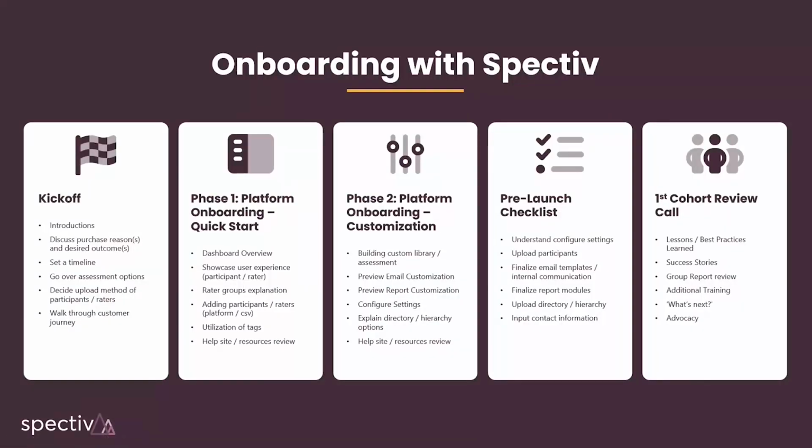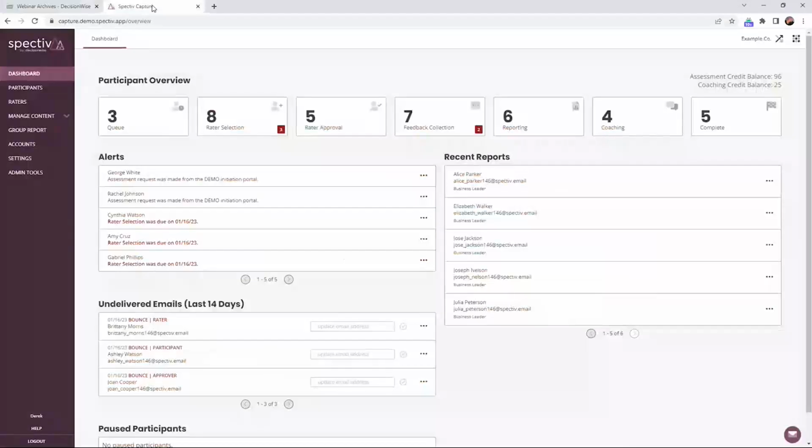As mentioned, last time we had a phase 1, a type of quick start. Today we're going over customization. And then at the end, I'll plug in our next webinar that will go over our pre-launch checklist. Basically, all of the back-end settings. The platform's going to do what you tell it to do. So we'll go over those to make sure everyone knows what to expect when they're running a cohort through. So let's go ahead and dive into the platform and get started.